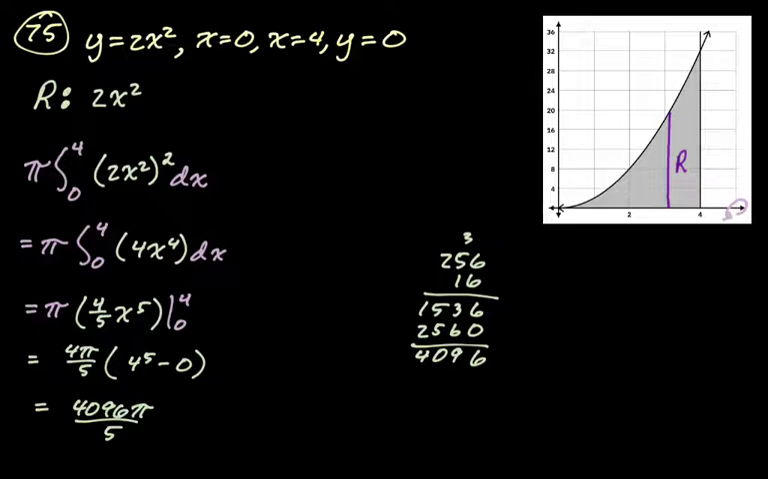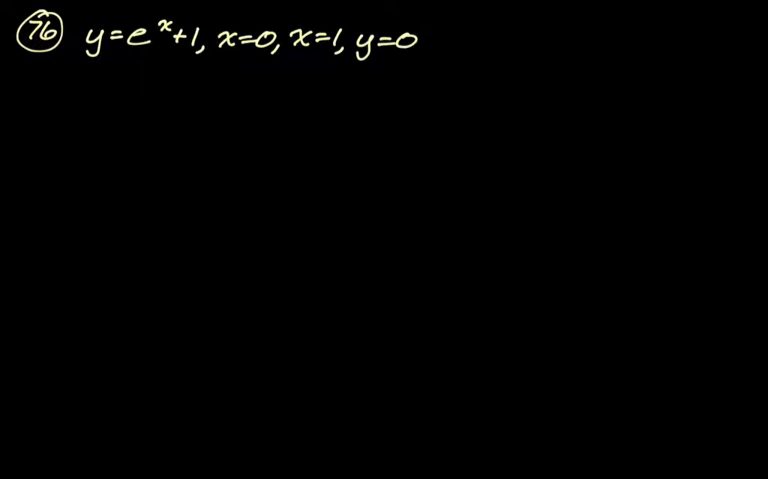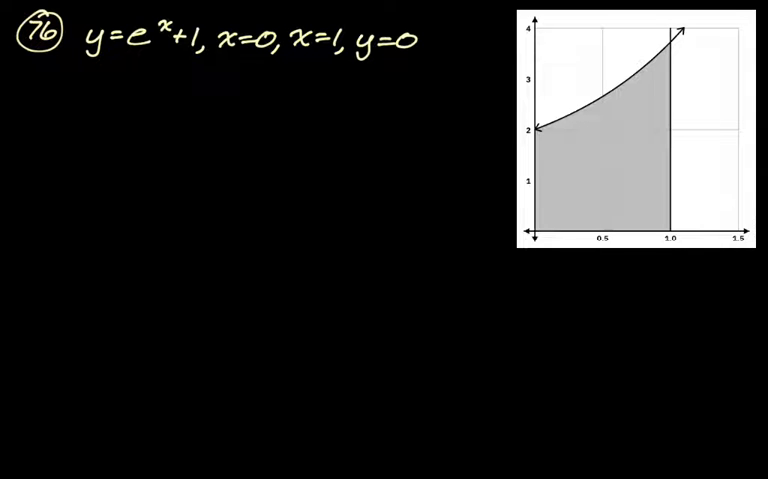All right, let's take a look at the next one. Y equals e to the x plus 1, x equals 0, y equals 1, y equals 0. You do want to know what e to the x looks like. Exponential function, very famous. Here's what our region will look like. And so we are going to go around the x-axis, and then we'll have this radius that we're rotating.